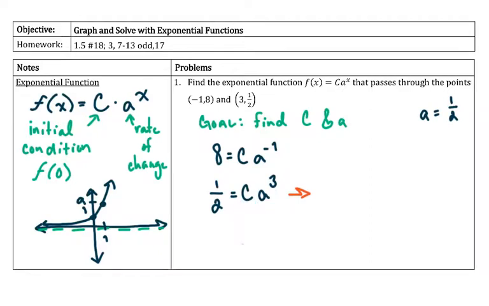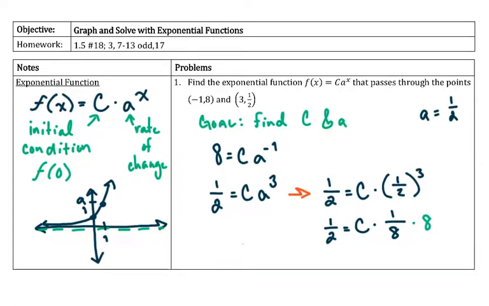So then 1/2 is equal to c times 1/2 to the third, which we can then say, well, that's 1/2 is equal to c times 1/8. Multiply each side by 8, and we end up with c is equal to 4. So then we have our goal met.